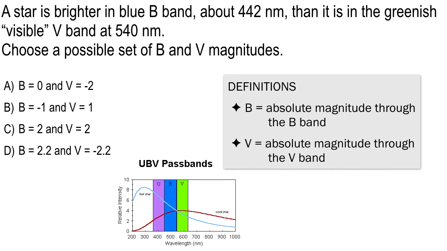This diagram here, the UBV pass bands, shows you the wavelengths that the B filter is sensitive to. It doesn't look at anything else, or I should say, it looks most efficiently at stuff in this color band. And outside that band, it's not as sensitive. Now the V band is kind of greenish.